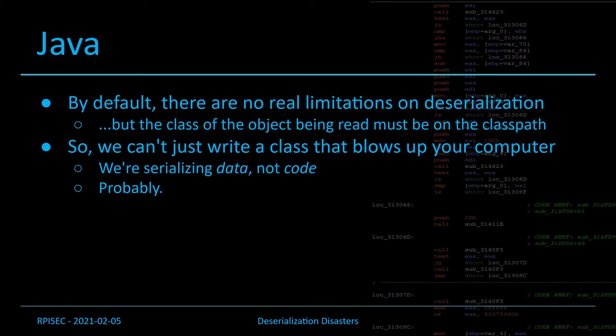So in this case, we are only serializing data, not necessarily code. Because what we're doing here is saying, okay, here's the description of a string object. Here's a description of an array list object. And we can't actually just say, okay, now run evil.exe. We can't do that. Probably.